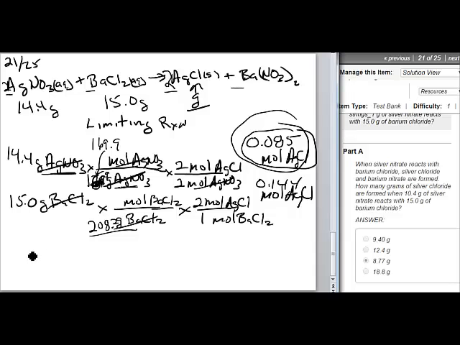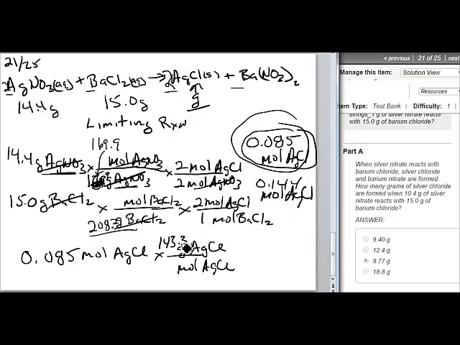Now, what we want to know is how many grams we can make. So now we take just that number, 0.085, because the limiting reactant determined how much we can make. That's moles of AgCl. Multiply to get rid of moles AgCl and make that grams AgCl. Put in the molar mass for that, which when I look it up is 143.3. So I do that calculation, and this number turns out to be 12.18.